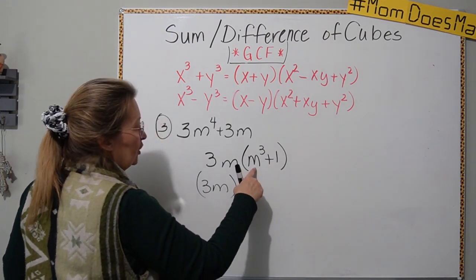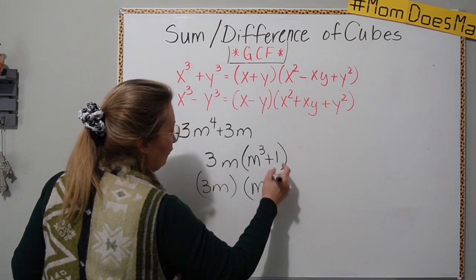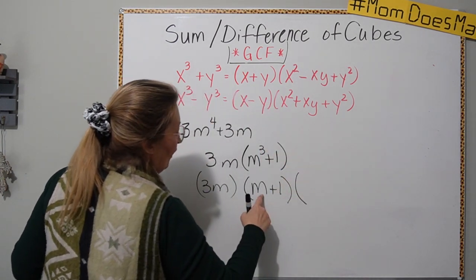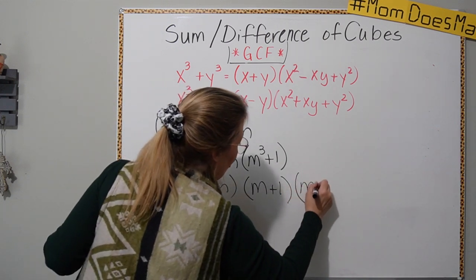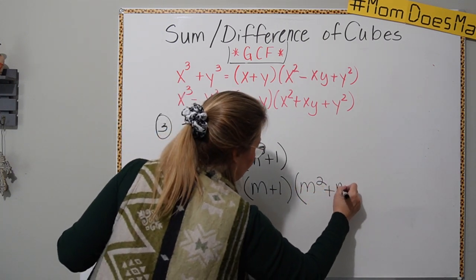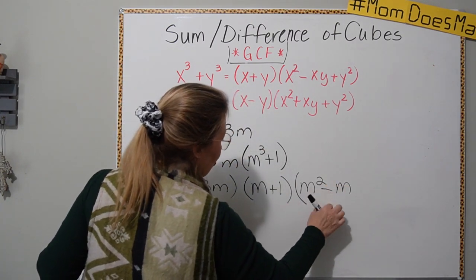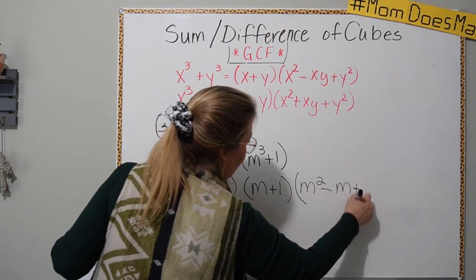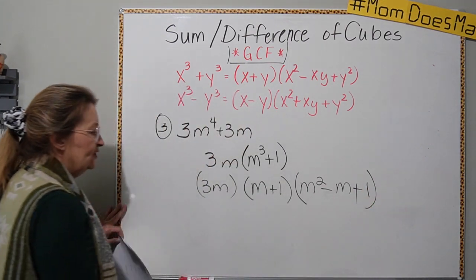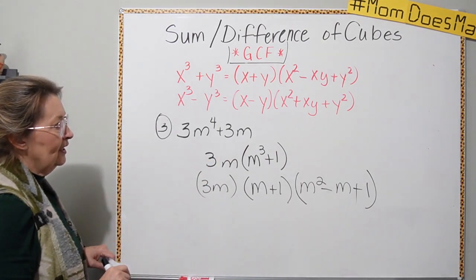All right, the cube root of m to the 3rd is m. And the cube root of 1 is 1. I'm using my top formula. All right, when I square this, I get m squared. When I multiply these two together, I get m, and that should be a minus sign. Don't forget, same, opposite, always positive, and 1 squared is 1. So you see how important getting out that greatest common factor was at the beginning.